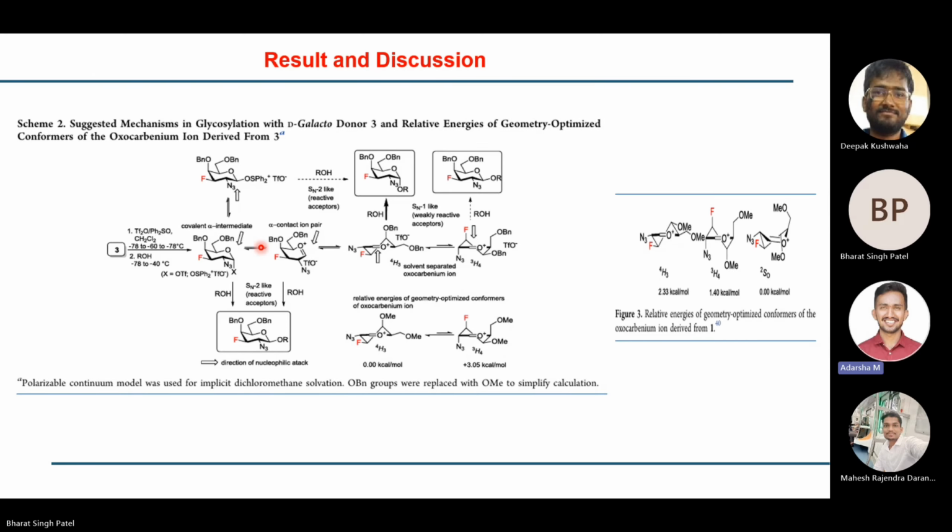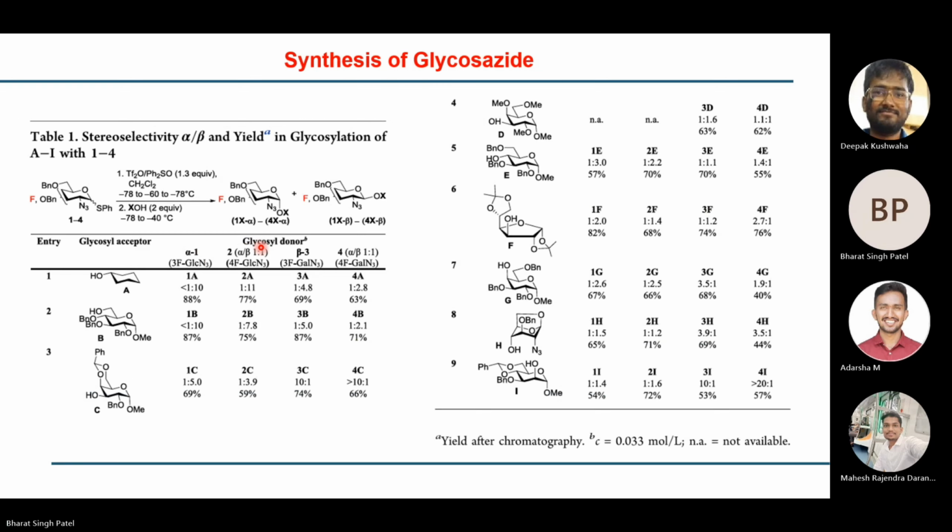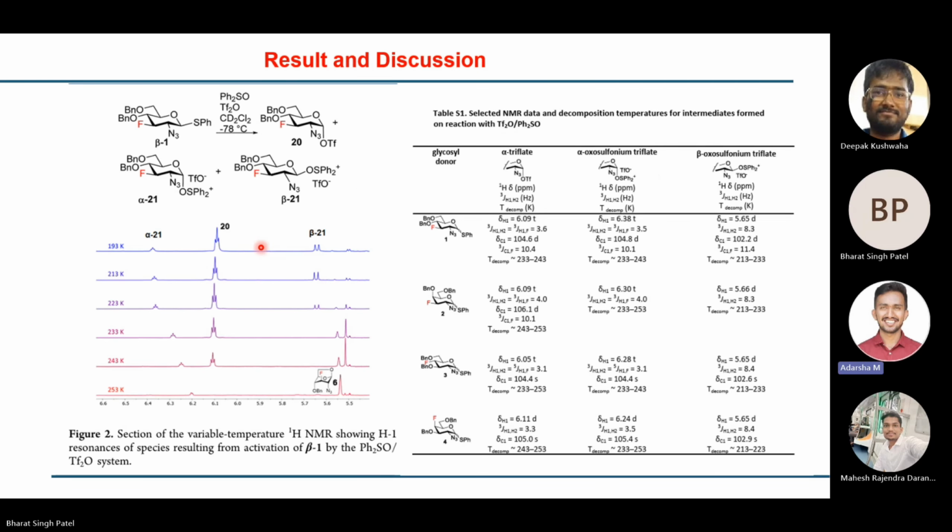And can you go to the NMR data, like the VT NMR? This one. Here I see this 3J coupling of C1 and F. C1 is somewhere else, F is somewhere else. In the case of alpha, here only I'm saying alpha is the more deshielded one.